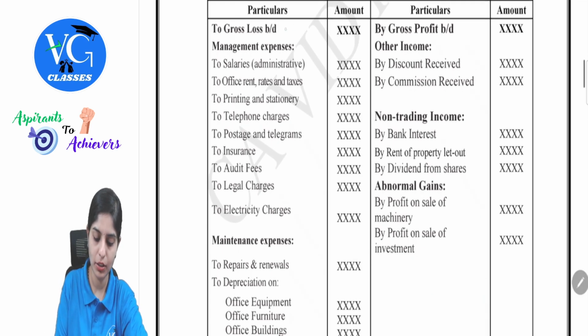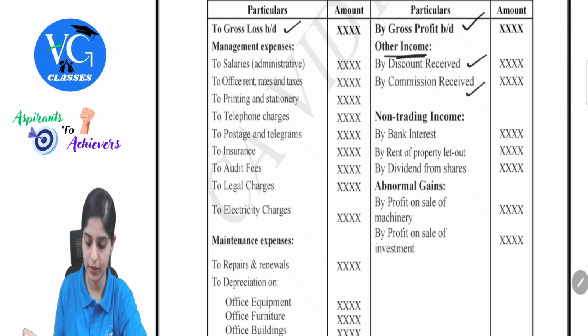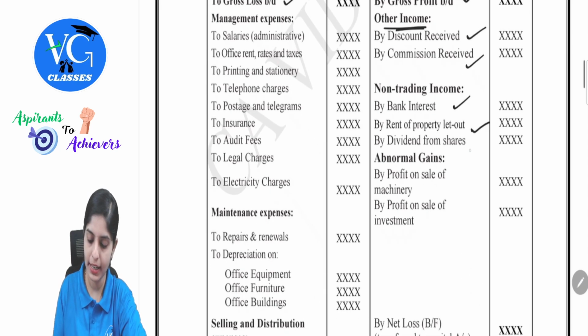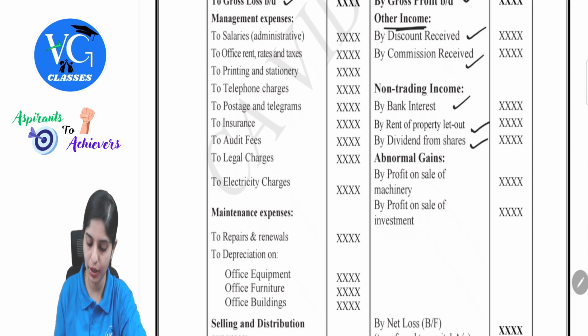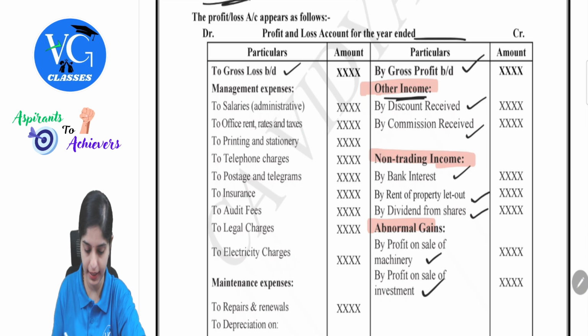So either we start with gross loss or gross profit. We will record all those incomes which are indirect in nature. Examples could be discount received. These are all your gains. Commission received. Bank interest. Rent of property let out. This is purely business rent. And if there is any dividend for investment made in shares, that will also be recorded. Abnormal gains, profit on sale of machinery, profit on sale of investment. See, these headings are not important for you to separately mention in the format. This is just given for your understanding here.